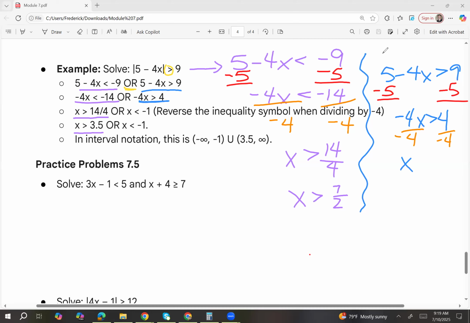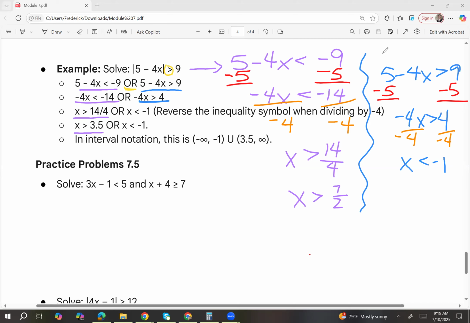Now notice we've divided by a negative, so we need to change the direction of that inequality, switch it from greater to less than here. And 4 divided by -4, that's going to be negative 1, and 7 divided by -2 gives us... So it can be greater than 7/2 or less than -1.